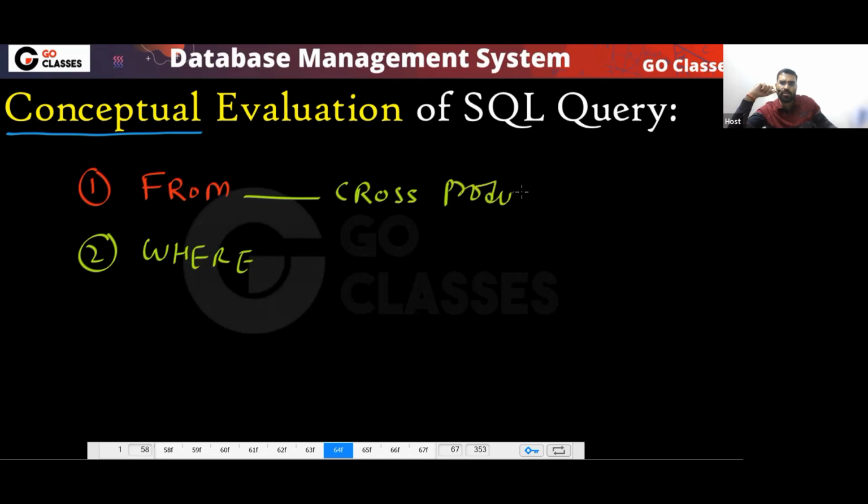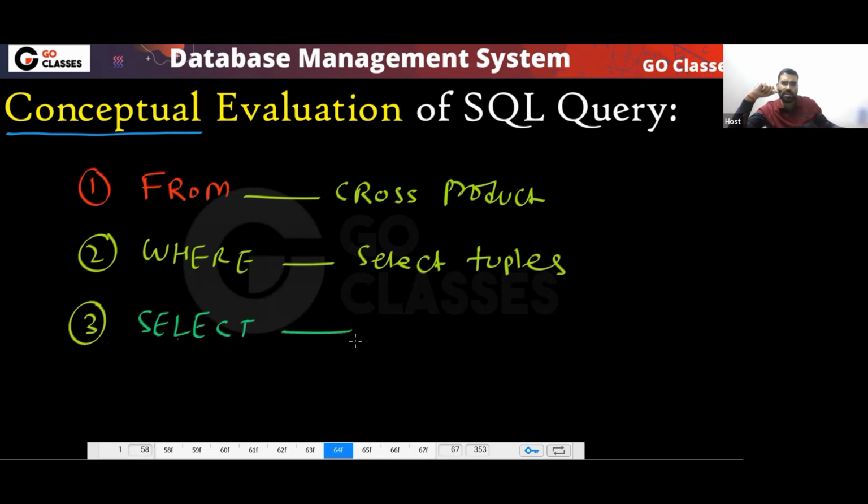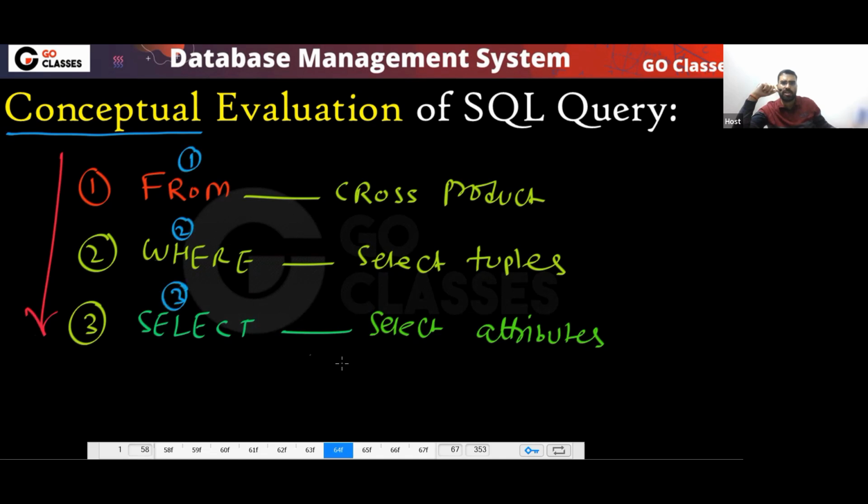First you do the cross product. Then you select tuples. And then you go to the SELECT clause. There you select attributes, or I can say there you project attributes. So this is the conceptual evaluation. Why I am saying it conceptual, I will tell you after some time. But anyway, this is going to be the first step, this is going to be the second step, this is going to be the third step.